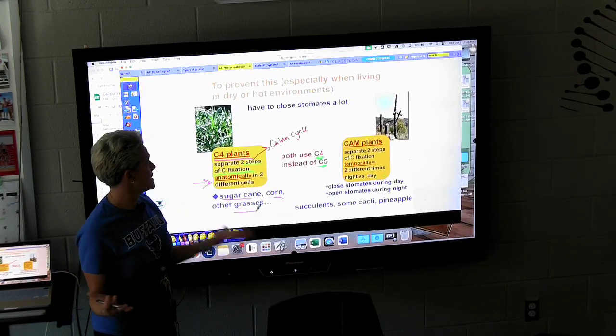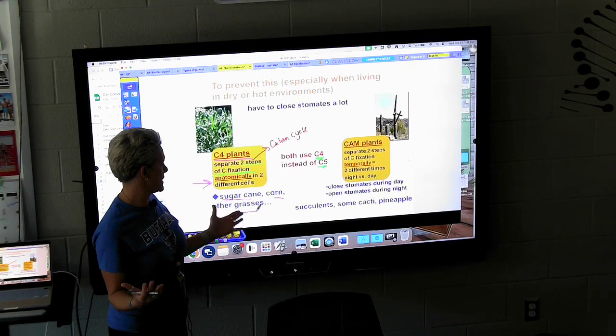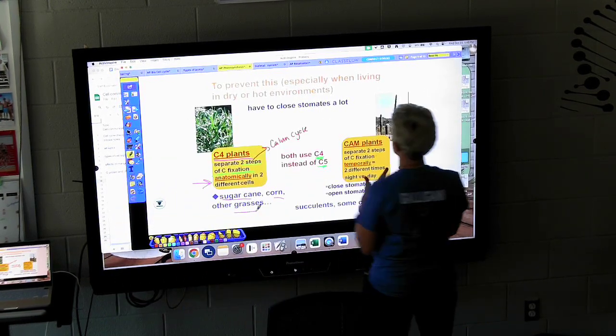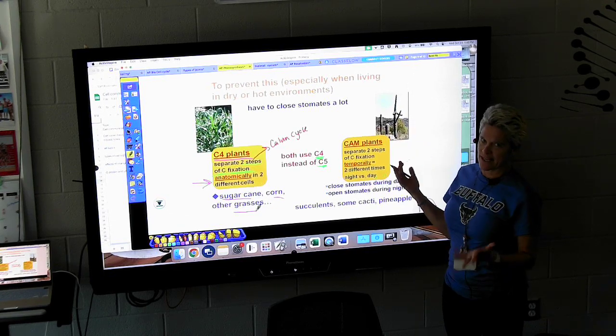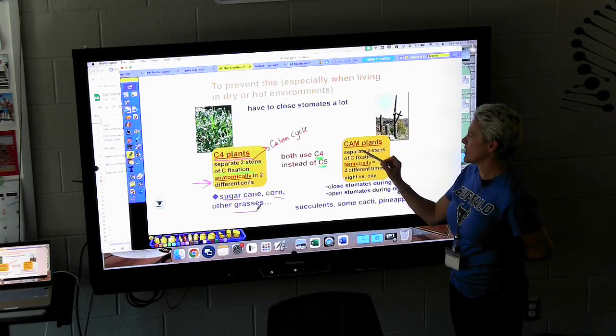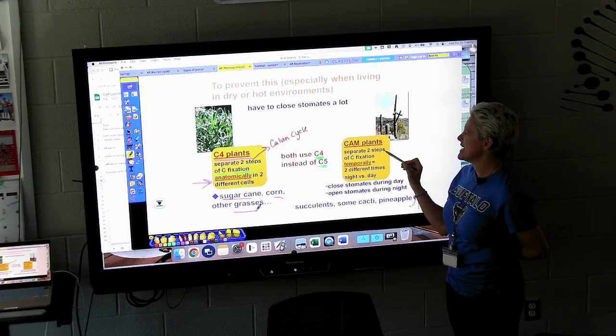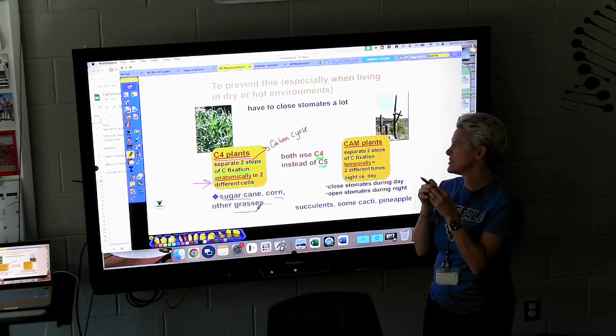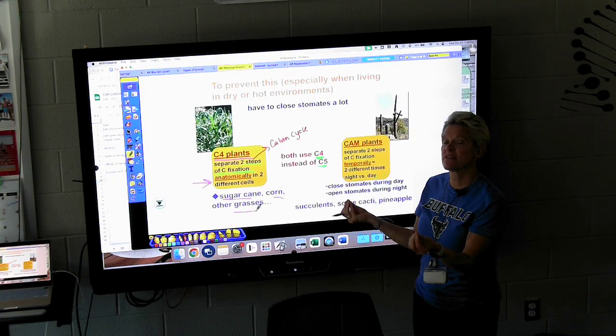Okay, so that's one type of plant called a C4 plant. Sugarcane, corn, grasses is one kind of C4 plant. And the other ones are cactus. And cacti are called CAM plants. And this takes that Calvin cycle part and it separates it into two times of the day.